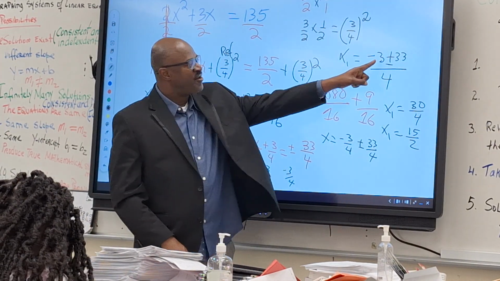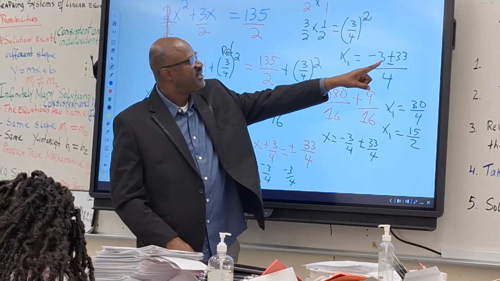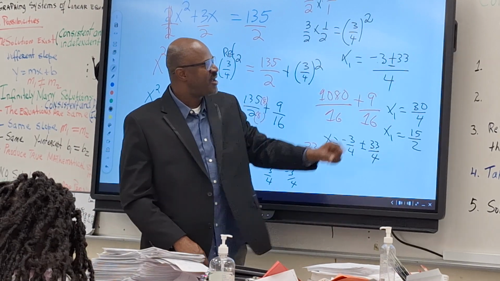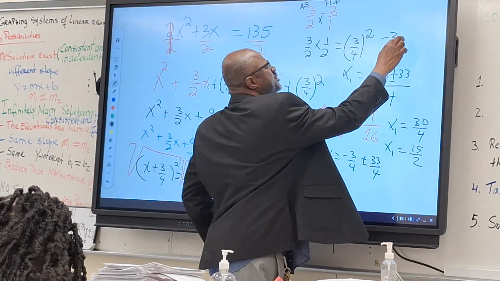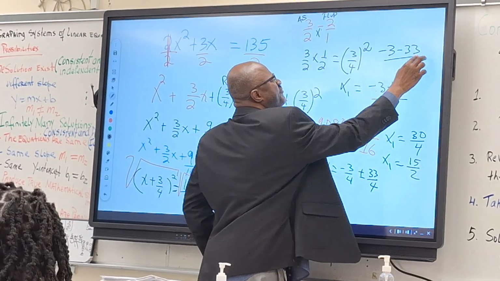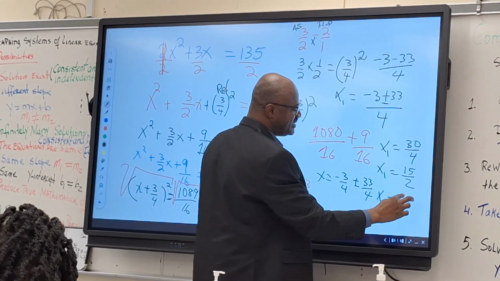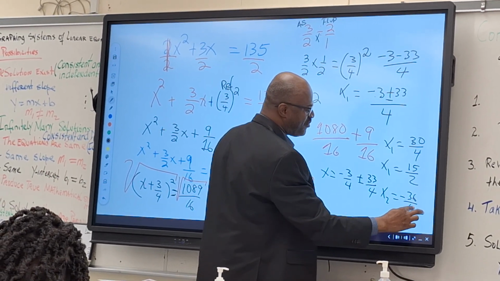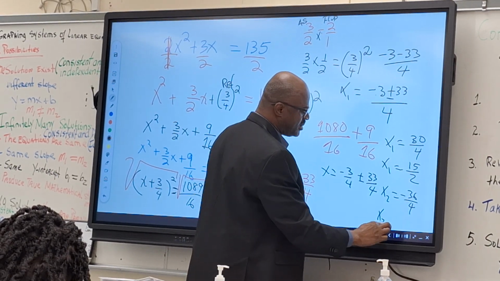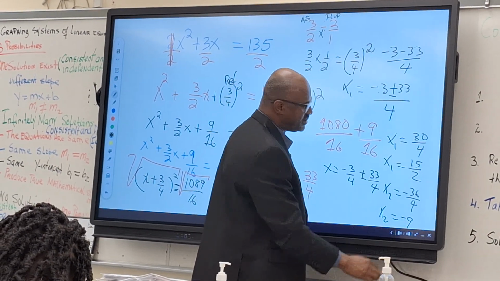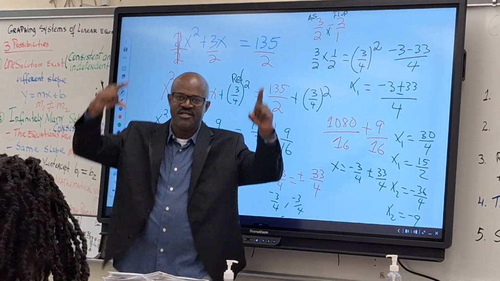Right? Now you will have minus 3 minus 33 over 4. What is that? Negative 36 over 4, which is what? Negative 9. Negative 9. That's our answer. Yes!